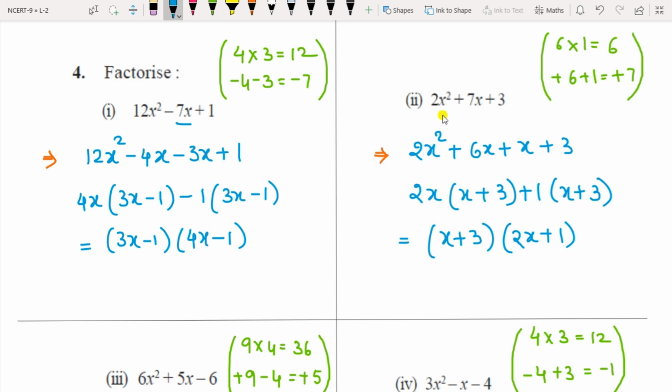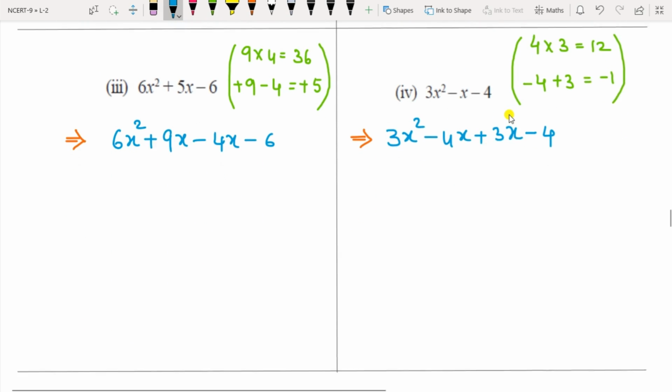Second is here 2x square plus 7x plus 3. So 2 threes is 6 here. So 6 ones are 6, it becomes plus 1 plus 6, and plus 1 and plus 6 is plus 7. So this is plus 6x and plus 1x plus 3. So take out common from the first and second and third and fourth, and these two are the factors of this 2x square plus 7x plus 3.